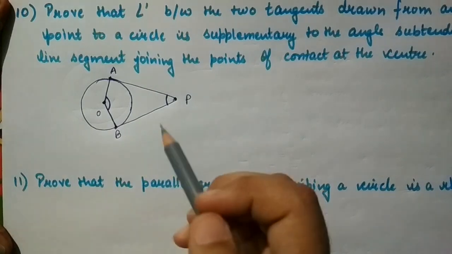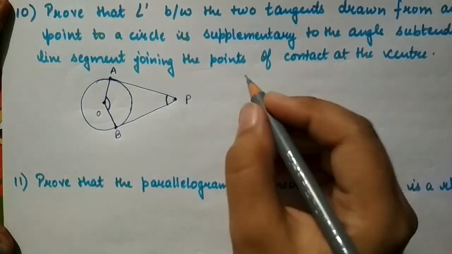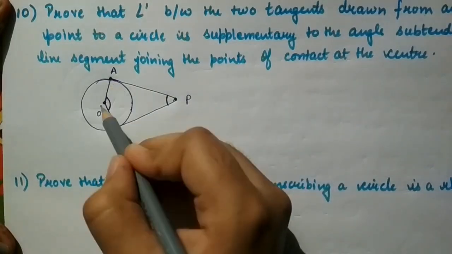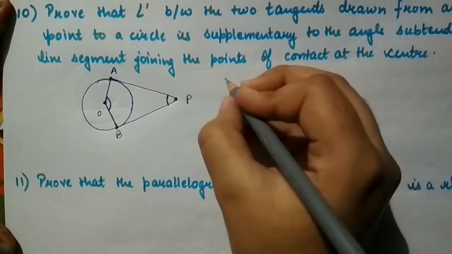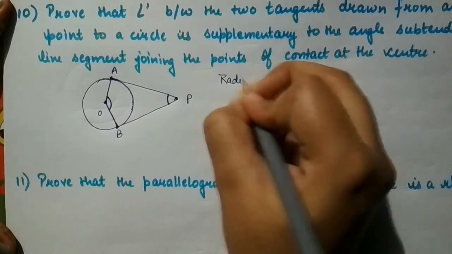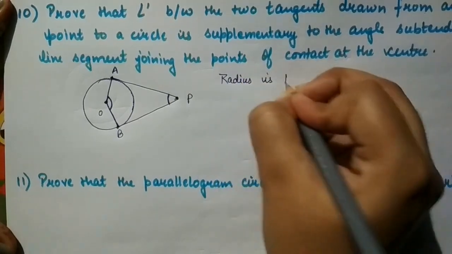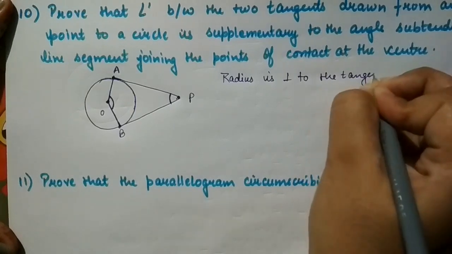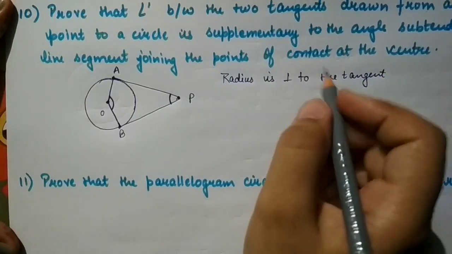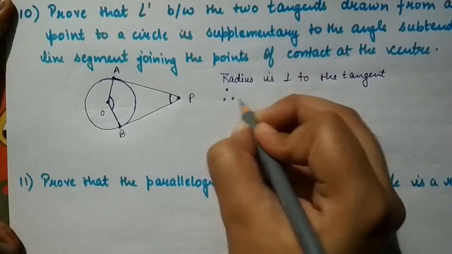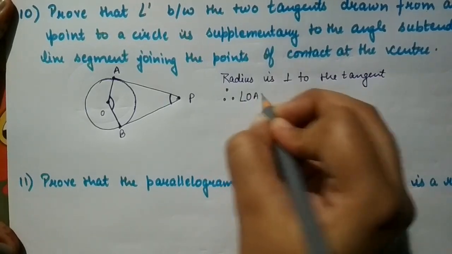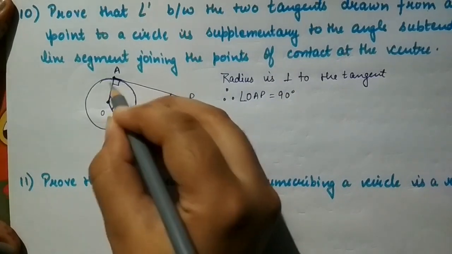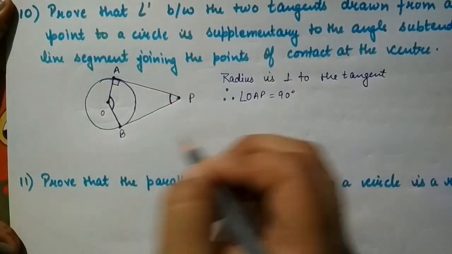This is very simple. You just need to use one result. You will say that OA is radius and AP is tangent. You know radius is perpendicular to the tangent. This is the only result that you will use here. Radius is perpendicular to tangent. Therefore, angle OAP is equal to 90 degree, means this angle is 90 degree because this is the radius and this is the tangent.